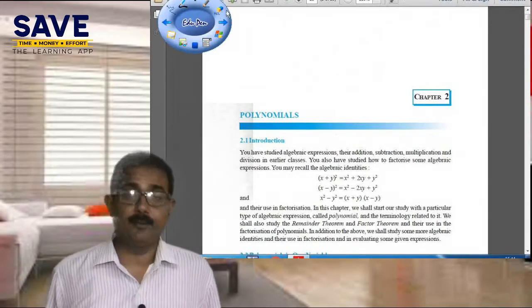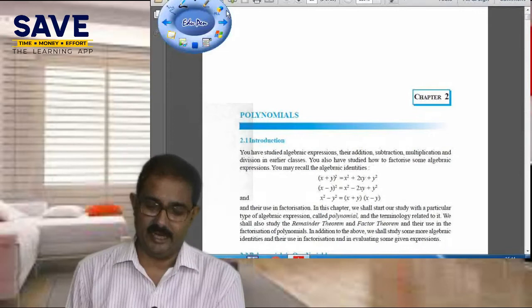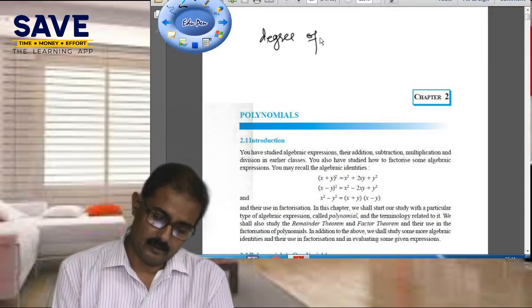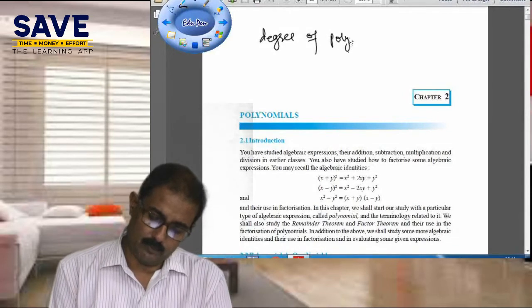After that, the types of polynomial based on the degree. Now, what is known as the degree of the polynomial? Degree of the polynomial किसे बोलते हैं?